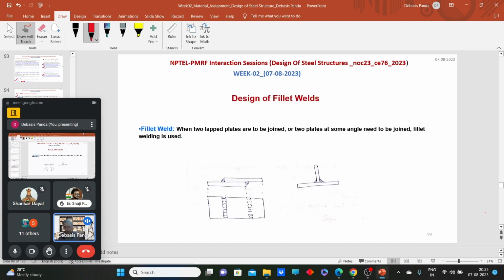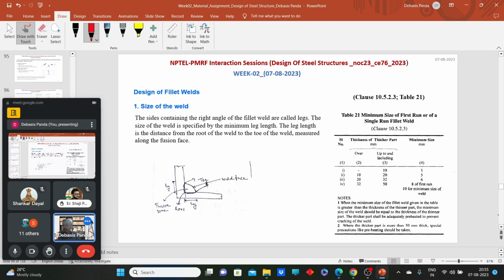What I said about fillet weld is that we need to lap two plates and connect them using weld. We have to go for the fillet weld, or if we need to connect two plates at some angle, we will go for the fillet weld. Now, how can we calculate the strength of the fillet weld? What should be the size of the fillet weld? How can we design using that fillet weld? All these questions come to our mind.